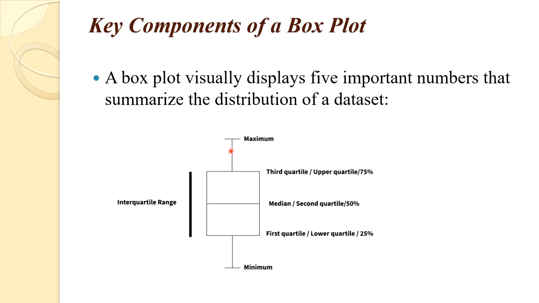Additionally, we have the maximum data set value and the minimum data set value. So what are the 5 important numbers? Maximum, minimum, then first quartile, second quartile, third quartile. These are all the 5 key components of a box plot, which is used for summarizing the distribution of the data set.